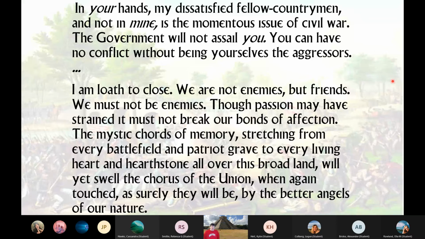So he's saying in this, we are too close. Remember, that's why I showed you how they are actually very similar. And he says the mystic cords of memory, stretching from every battlefield or patriot grave, we have the same history. We're the same people. We should not be fighting. The Union must be preserved. But he's also making it very clear, with the better angels of our nature, but it's you in the South that will start it. And so, yeah, he's trying to bring the South in.